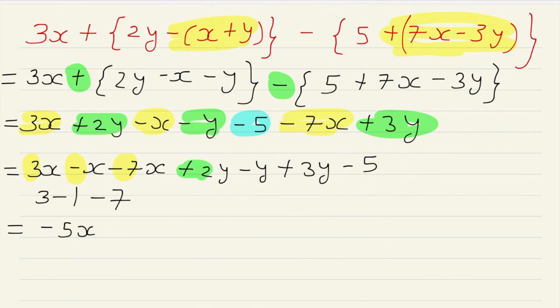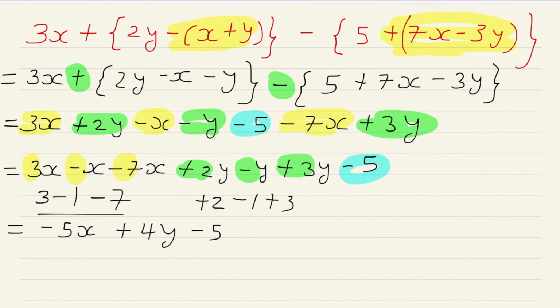Next we have y's. So we have plus 2y, negative 1y, and plus 3y. So that's plus 2 minus 1 plus 3. So that's plus 4. So that's plus 4y. And then we have just remaining negative 5. That's negative 5. And that's our answer.